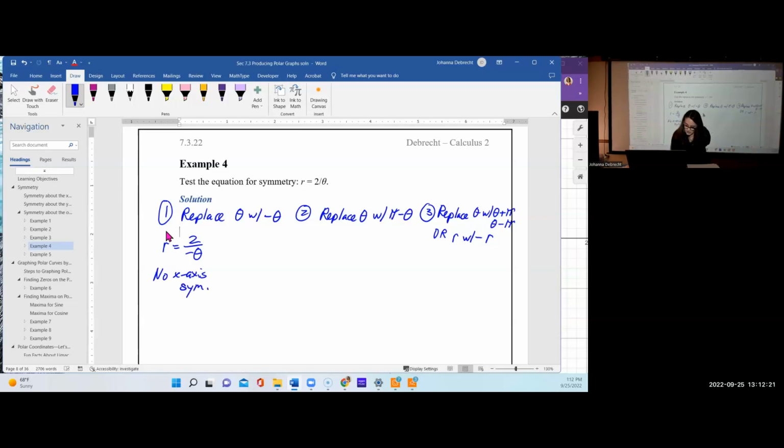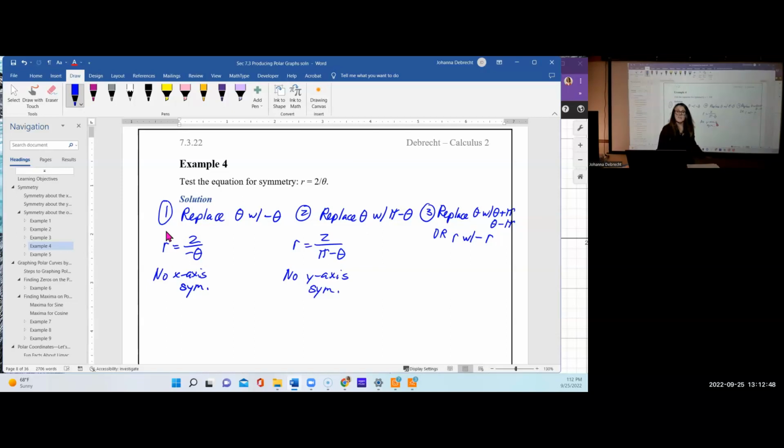And what about the second one? Well, I can replace theta with pi minus theta, but again, pi minus theta switches from one quadrant to another. So it's no longer in the same quadrant. It's not the same angle. It's not going to give me the same value. So no symmetry here. So no y-axis symmetry.